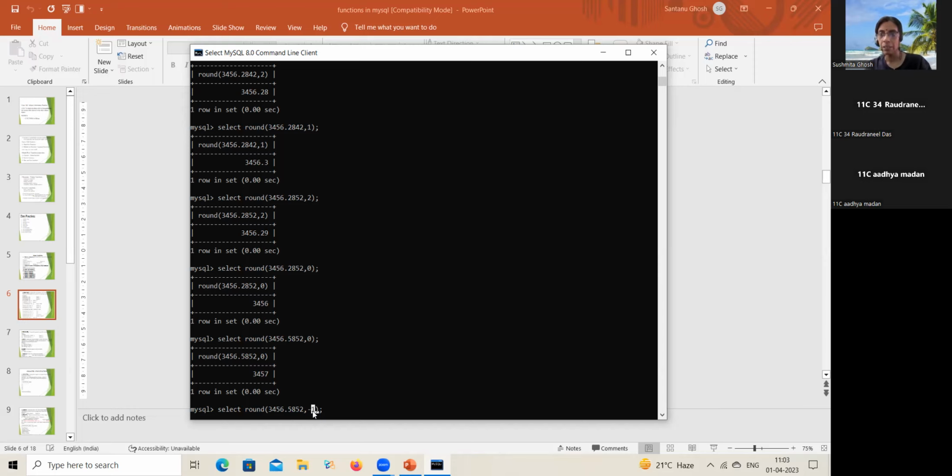If it is -1, then it is tens place. If it is -2, then hundreds पे round up करो. If it is -3, then thousands पे round up करो. If it is -4, then 10,000s पे round up करो. If it is -5, तो lakh पे round up करो. Like that.